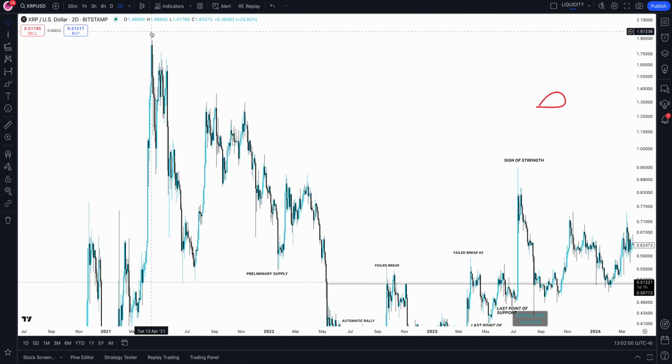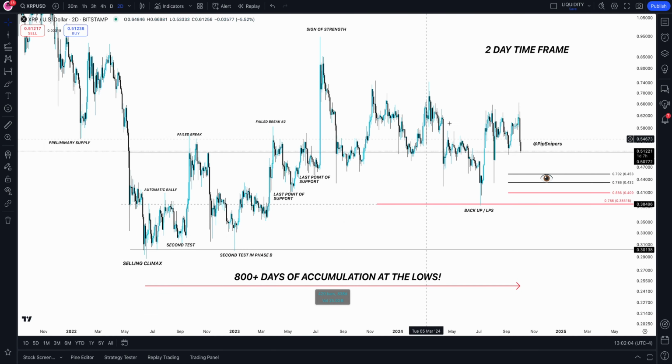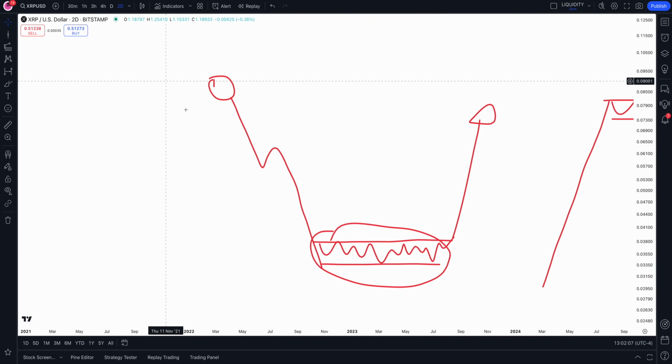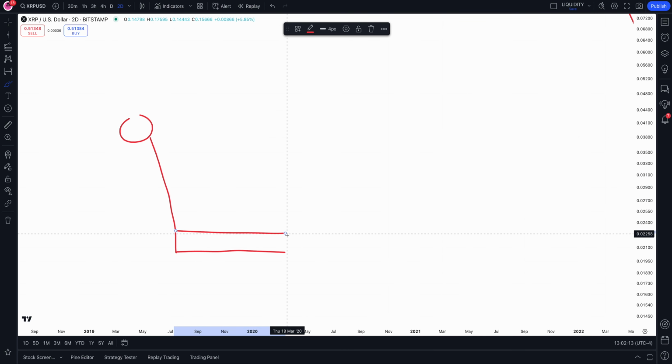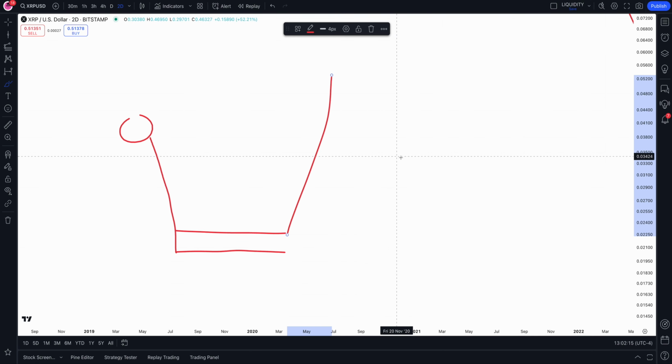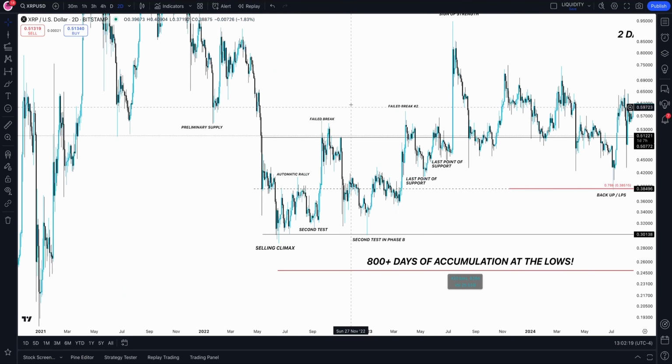This is the high over here in 2021. This is the bear market, and then you have accumulation at the lows, right? So top, bear market, accumulation, continuation, or expansion, right? So this is exactly what we're doing with XRP.